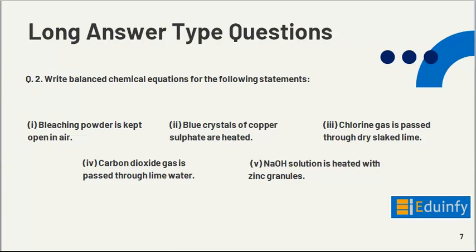Now next question is write balanced chemical equation for the following statements. There are 5 parts. Bleaching powder is kept open in air. Bleaching powder is calcium hypochlorite. Blue crystals of copper sulfate are heated. Chlorine gas is passed through dry slaked lime. Carbon dioxide gas is passed through lime water. And sodium hydroxide solution is heated with zinc granules. Let's start.